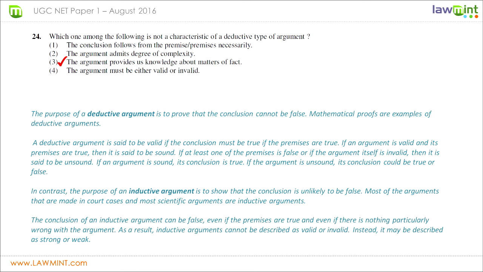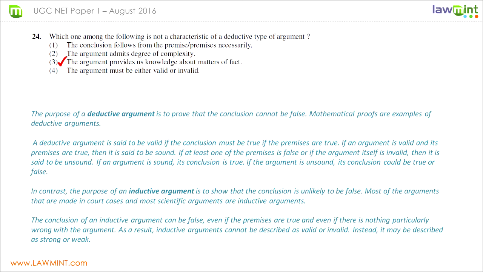Coming back to the question, let's evaluate all the statements individually. Statement 1 says the conclusion follows from the premise or premises necessarily. This is a valid characteristic, especially since we are saying that a deductive argument is in the form of a mathematical proof. Similarly, the second statement, which says the argument admits to a degree of complexity, is also true because when we are looking at again an example of a mathematical proof, it can be fairly complex. Therefore, deductive arguments can be quite complex. Therefore, this is also a valid characteristic.